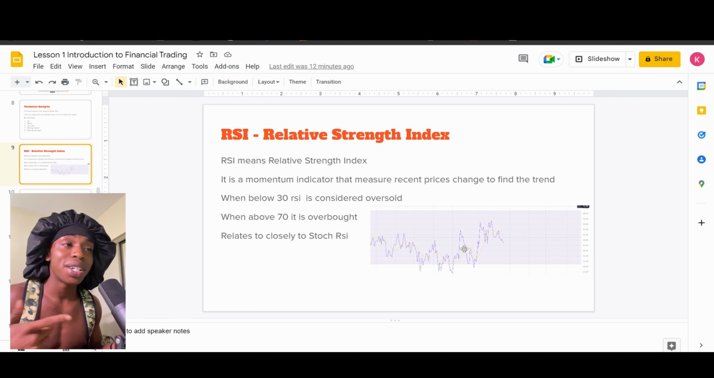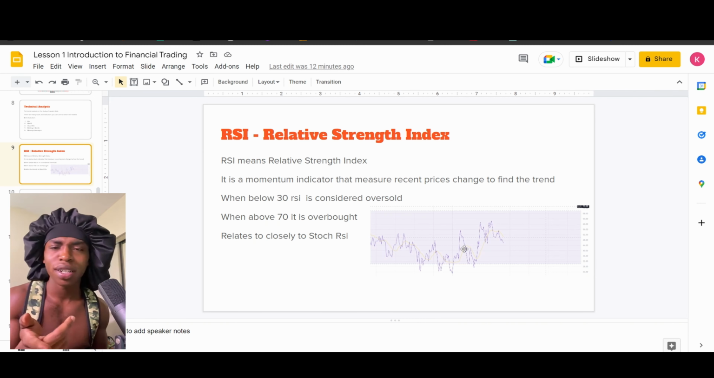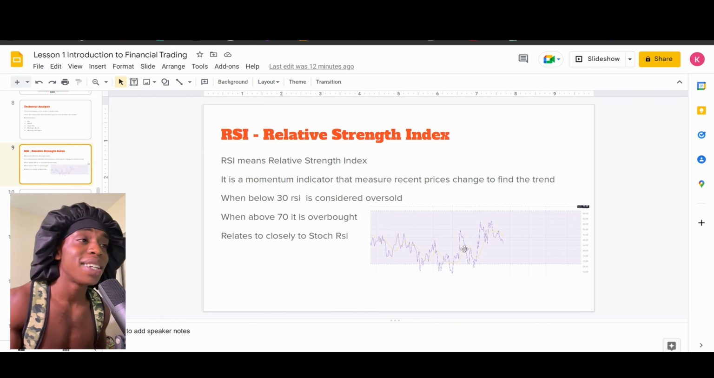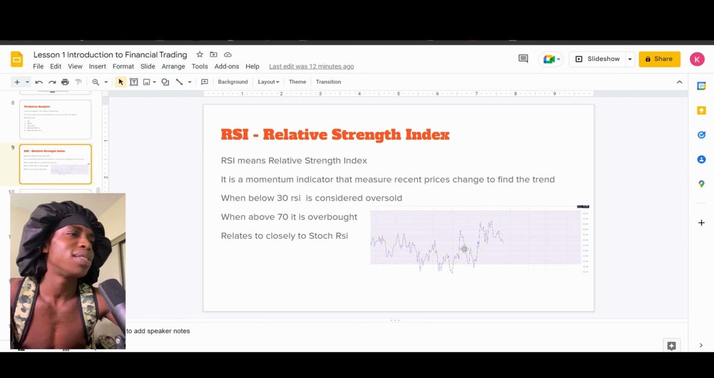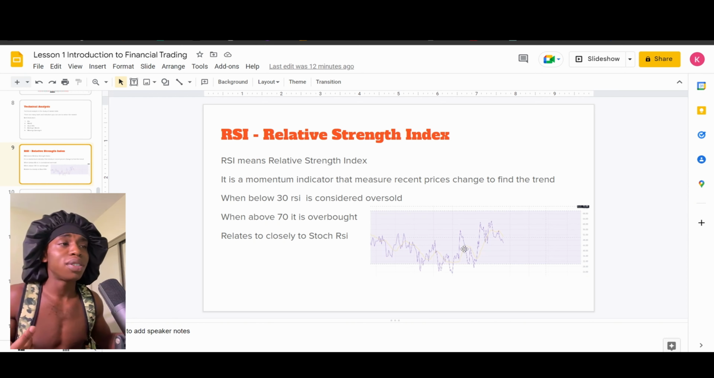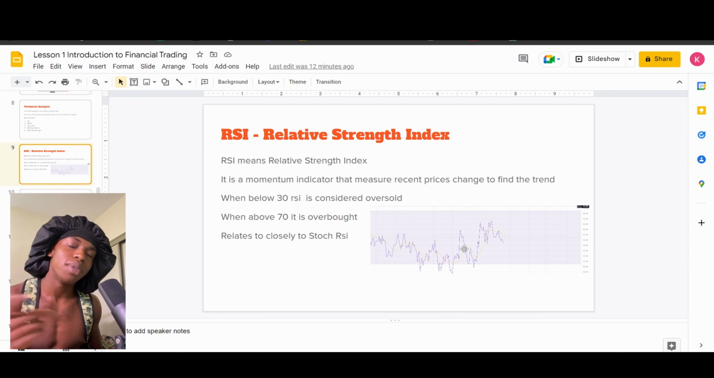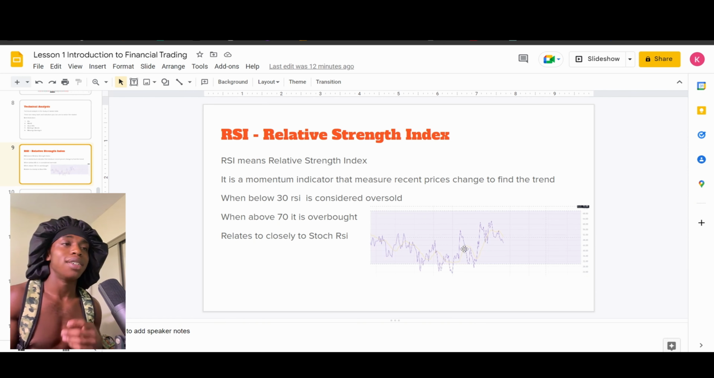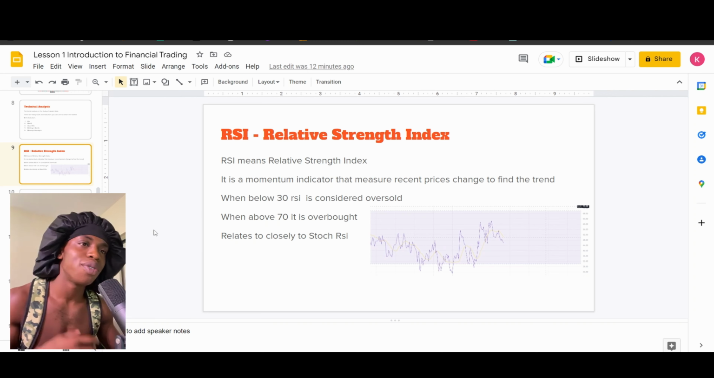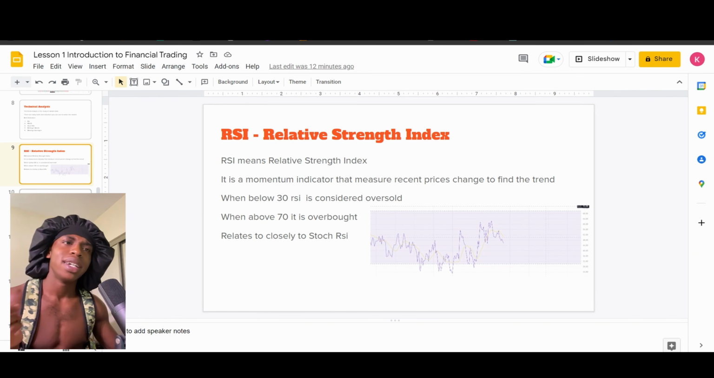Now today, the RSI means the relative strength index. It's a momentum indicator that measures the recent price changes to find the trend. When it's below 30, it's considered oversold. When it's above 70, it's overbought. It relates closely to the stock RSI. We're gonna go over both the regular RSI and the stock RSI.